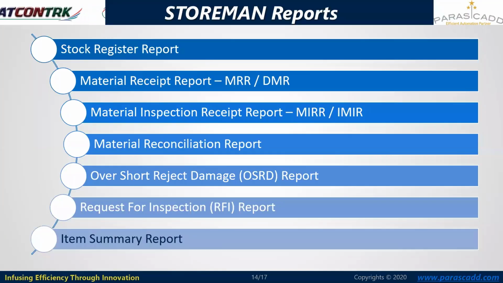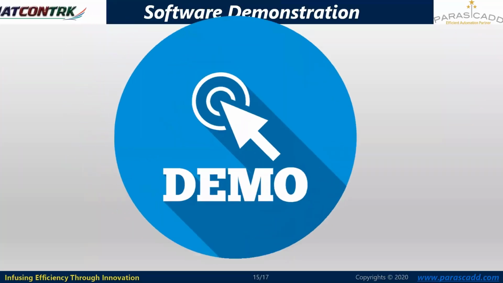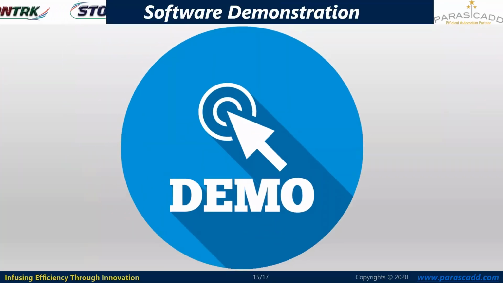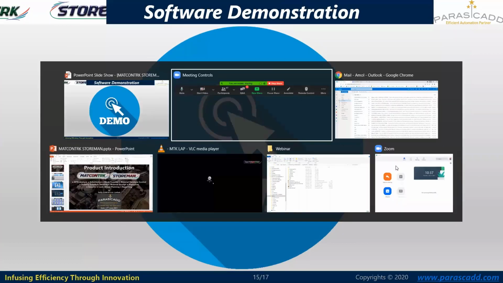So what are the reports we are generating through this store application? This is the stock register report, material receipt report, material inspection receipt report, material reconciliation report, overshot reject damage report, request for inspection report, item summary report. And apart from this, there are many other key reports. Like in MAT contract, as I have said, users can customize their reports however they want through the query builder. So that was the concept part. Now let's go ahead into the actual software and understand the software demonstration.